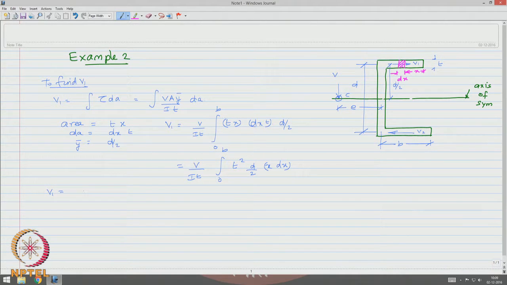V 1 now can be computed as V by I t, t square d by 2, x square by 2 from 0 to b, which is V t by 4 I, b square d, that is V 1. We also know by symmetry this is also equal to V 2.